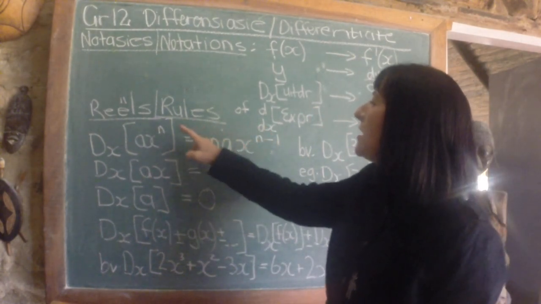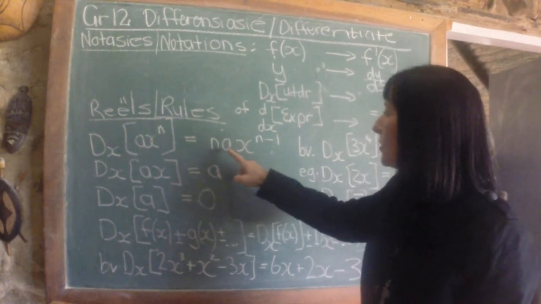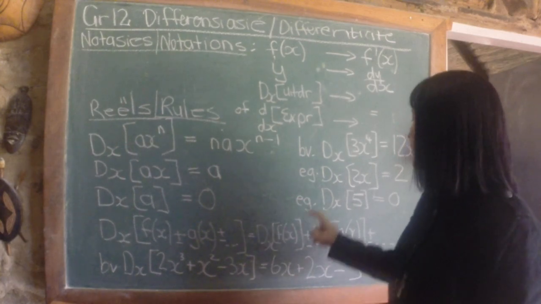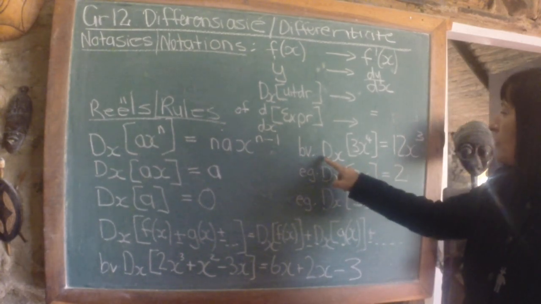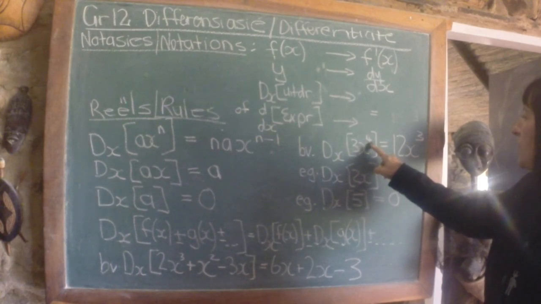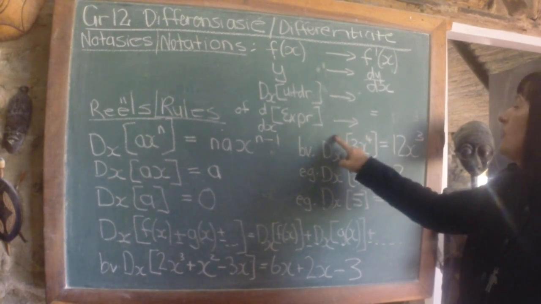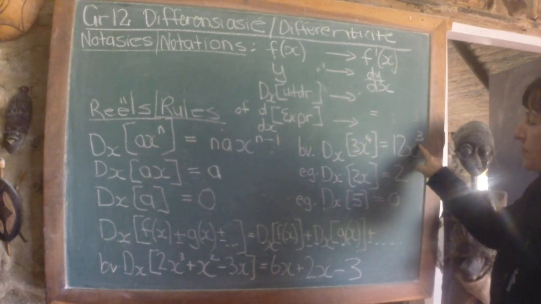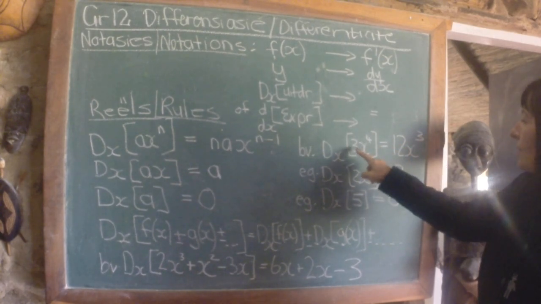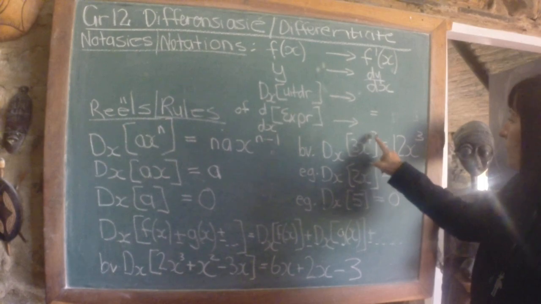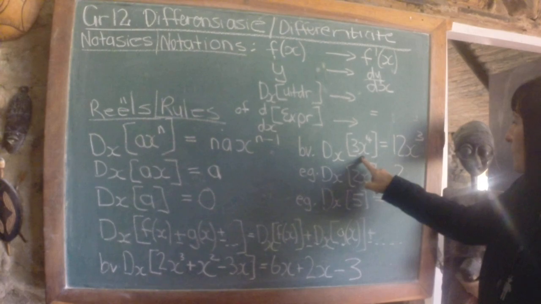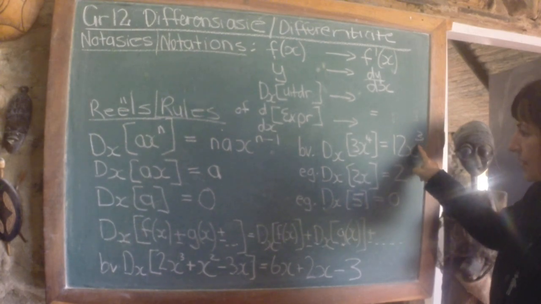So ons vat die n eksponent vorentoe en ons maal hom met a en ons trek 1 af van die eksponent. So as ons byvoorbeeld gaan kyk, hier staan differentieer 3x tot die mag 4, ons vat 4 vorentoe, dan word dit 4 maal 3 en dis 12 en dan trek ons enetjie van die eksponent af. Dis 3. If you've got to get the derivative of 3x to the power of 4, you take 4 to the front, so it's 4 times 3, that gives you 12, and you minus 1 from the exponent, so it's x to the power of 3 instead of 4.